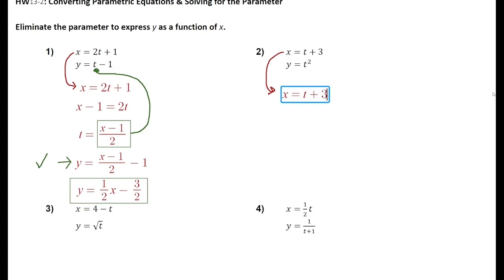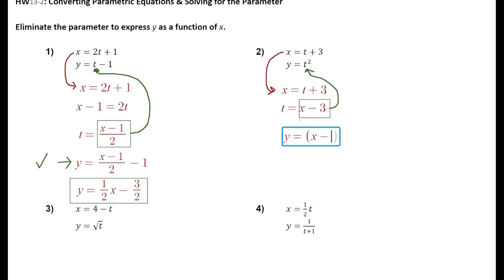X equals t plus 3, and I would subtract 3 on both sides to isolate t on this one. So I'd get t equals x minus 3. And so this is the expression that I can use to substitute in for t back into the y equation. So I'm just going to put it right here. And so I get y equals that expression, x minus 3 squared.